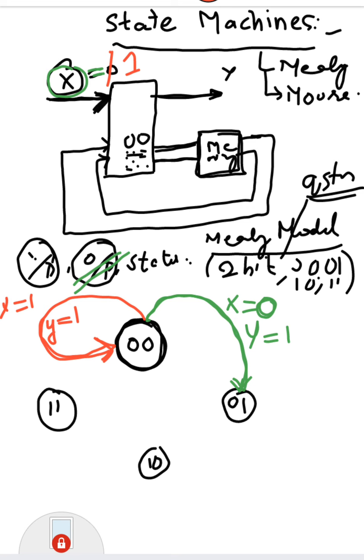This is the way you can represent the state for 00. For x equals 0, you should represent what the next state is. For x equals 1, you should represent what the next state is. Specify the output also.